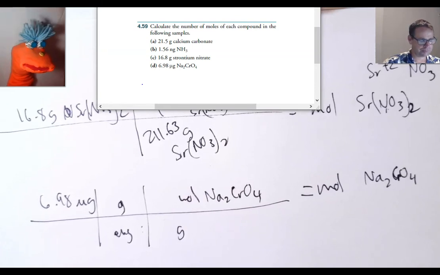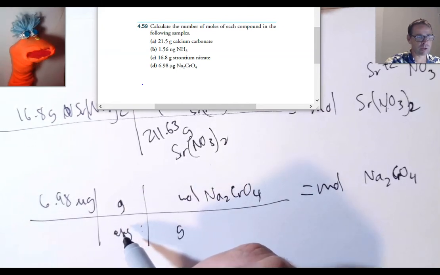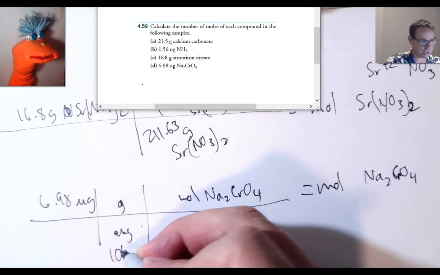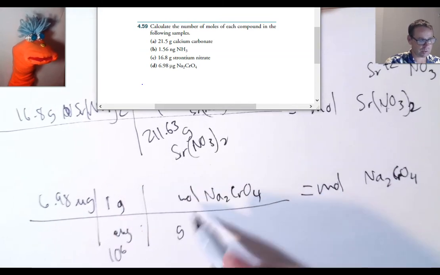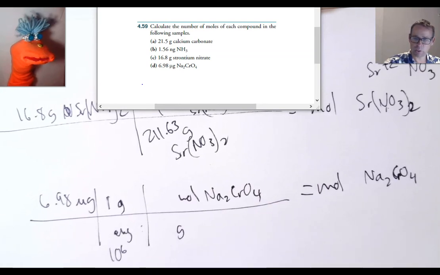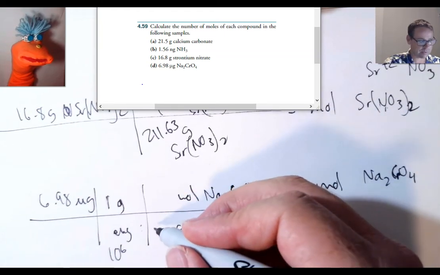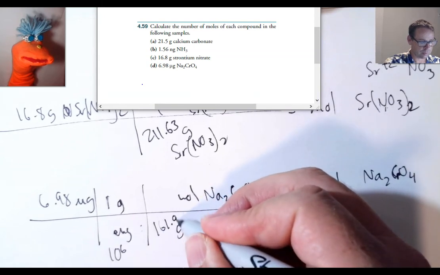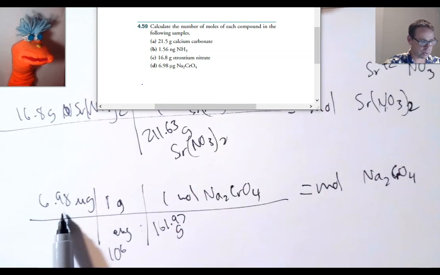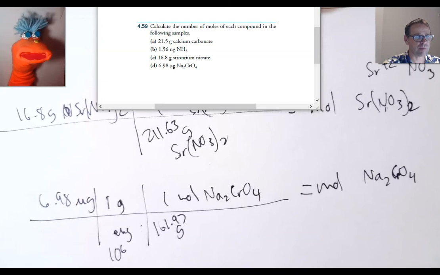What numbers go in here? Well, what do you think? Micrograms. Micro is 10 to the 6th. That's right. So 10 to the 6th micrograms for every gram. And ask your phone what the molar mass of sodium chromate is. Molar mass of sodium chromate, 161.97. 161.97 grams per mole. Very good. So 6.98 divided by 10 to the 6th, divided by 161.97. Excellent job, Fred. Thank you.